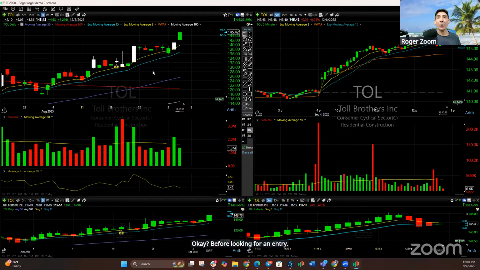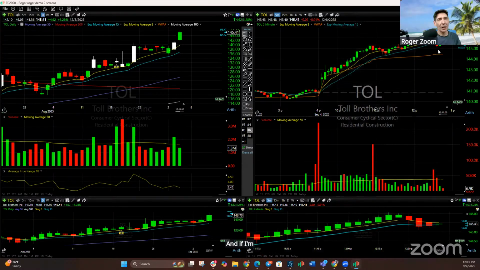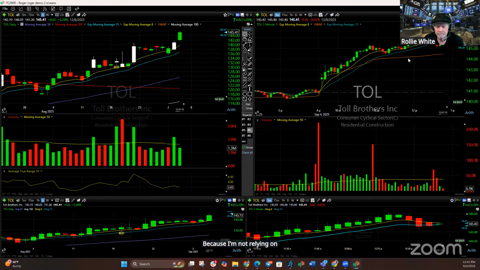If I'm swing trading and I'm looking for a swing trade, I'll more likely than not look for a pullback to the 8-day EMA. And if I'm swing trading, I really don't care what the intraday chart looks like because I'm not relying on it.